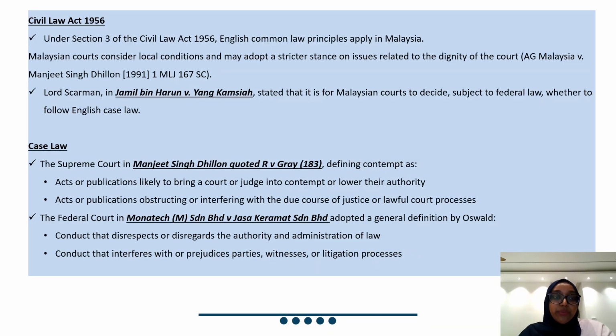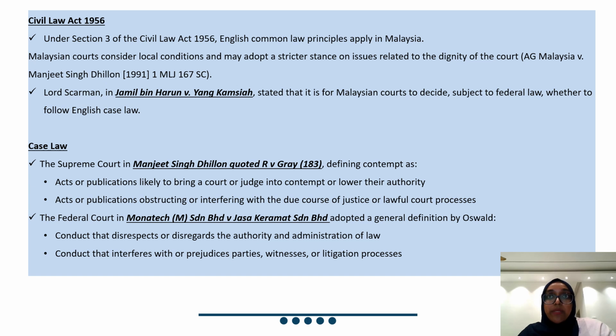When looking into the Civil Law Act 1956 in Malaysia, under Section 3 of the Civil Law Act 1956, the principles of English common law are applicable. However, Malaysian courts will also consider local conditions and may take a stricter view when it comes to issues involving the dignity of the court. For example, in the AG Malaysia versus Manjit case, this was highlighted. Also, in another case, the Jamil bin Harun case, Lord Diplock stated that it is for Malaysian courts to decide within the limits of the law whether to apply the English case law or not.